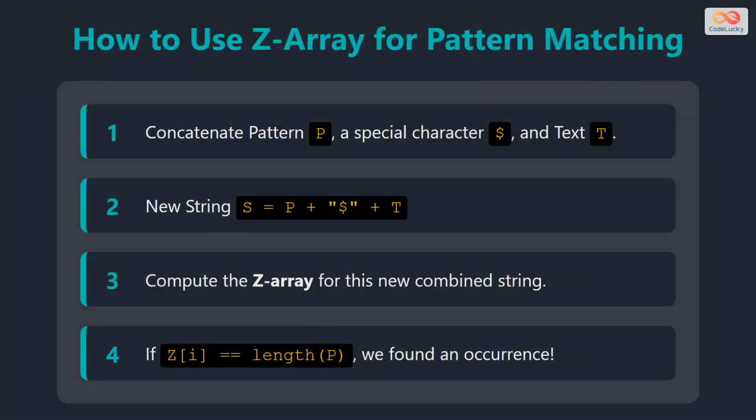So how does this help us find a pattern? We use a clever trick. We create a new combined string consisting of the pattern, a special separator character, and then the text. We then calculate the Z array for this entire new string. If we find a Z value that is equal to the length of our pattern, we know we have found a complete match.